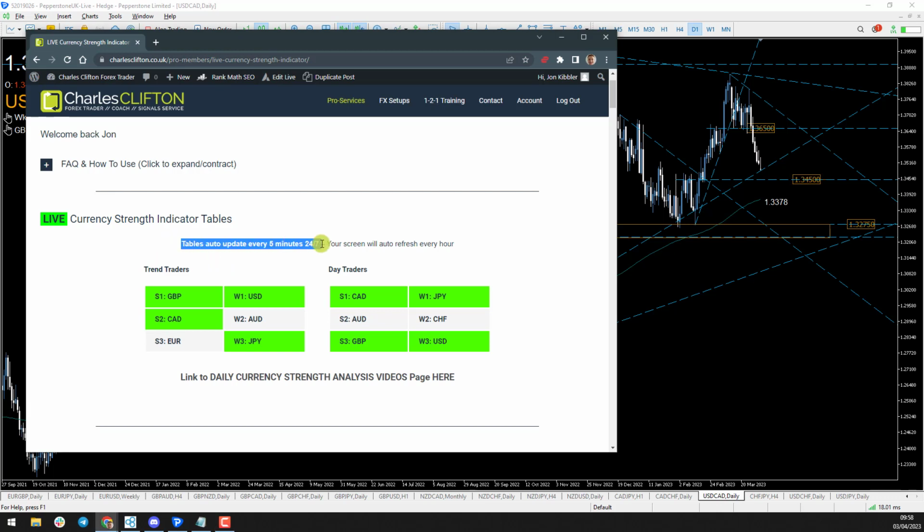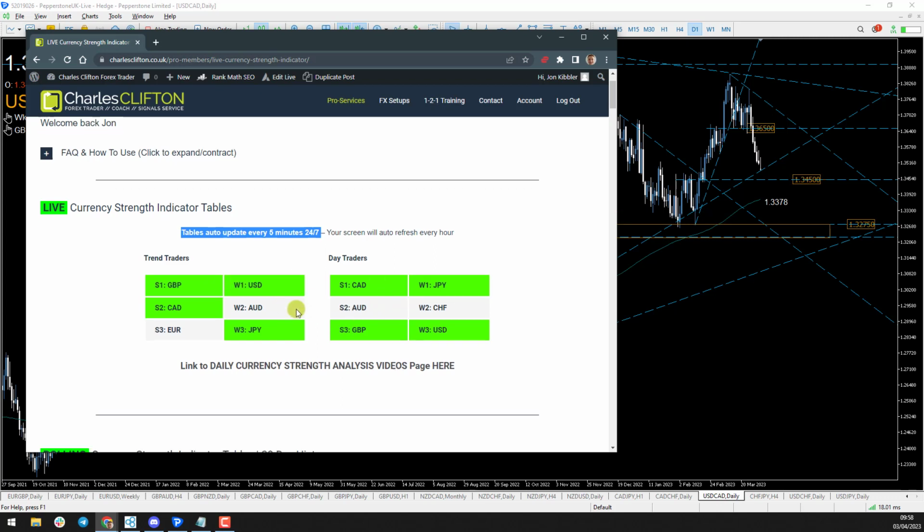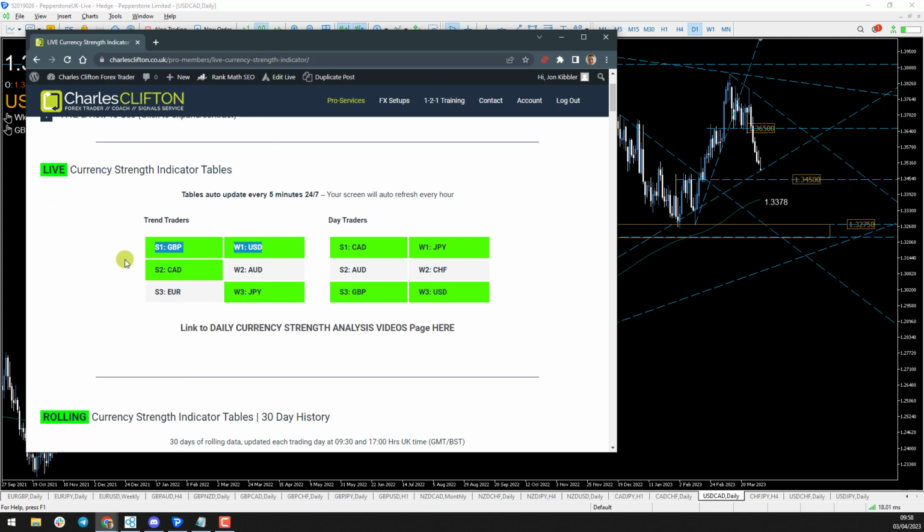Tables auto update every 5 minutes 24/7, meaning that our members can see how the market stands right now in real time. So what do the tables show us today? Well, it shows us that cable is topping the trend traders, with pound being the strongest currency on the higher time frame and the US dollar being the weakest. It's kind of the opposite on the day traders in terms of the high to low. We've got the pound actually at S3 with the dollar at W3 on here.